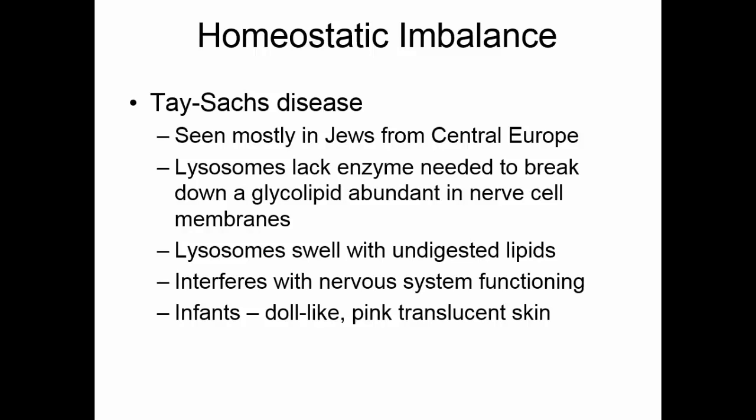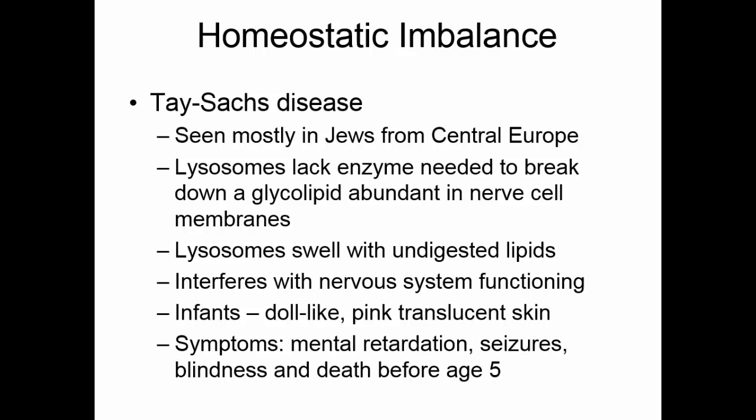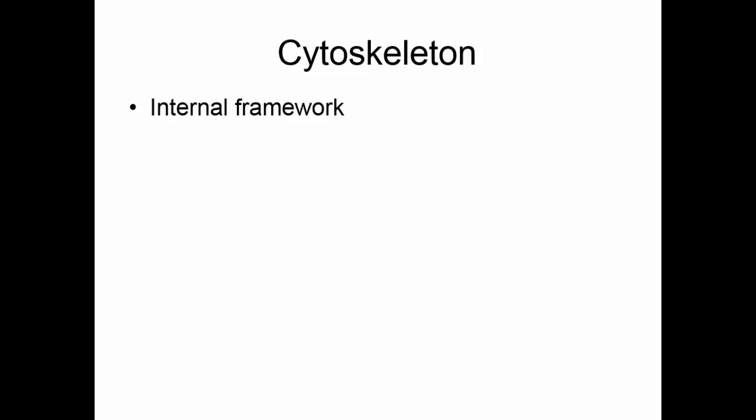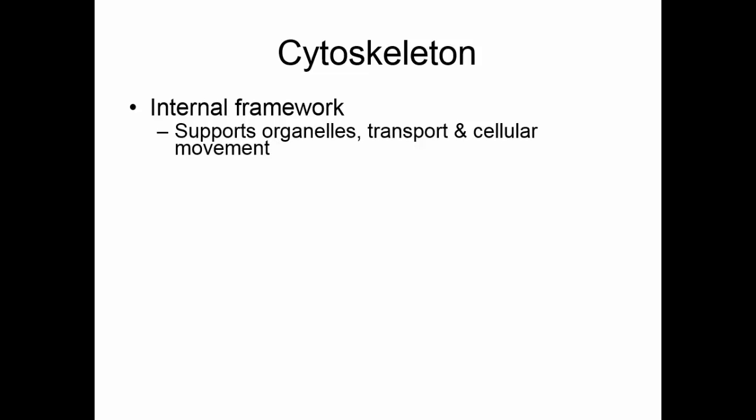Infants with Tay-Sachs disease look like dolls. They have pink, translucent skin. Unfortunately, the symptoms of the disease are mental retardation, seizures, blindness, and typically these children die before the age of 5. The cytoskeleton is an internal framework seen in the cell. It helps support the organelles, transport them around in the cytoplasm, and is involved in cellular movement.